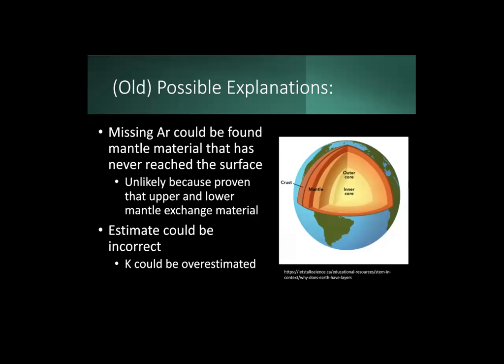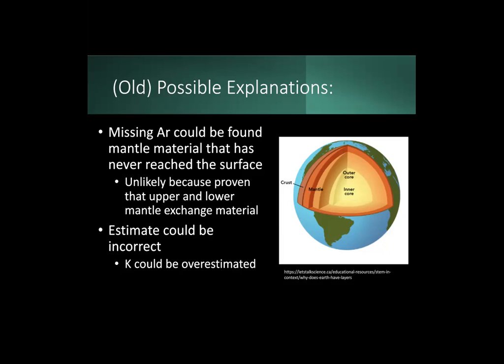But that doesn't really work, because if that's the case, it means that the mantle would be stratified, it would have layers. And this material that the argon would supposedly be in would be wrapped around the core like a blanket, but that's actually not true for the structure of the mantle.